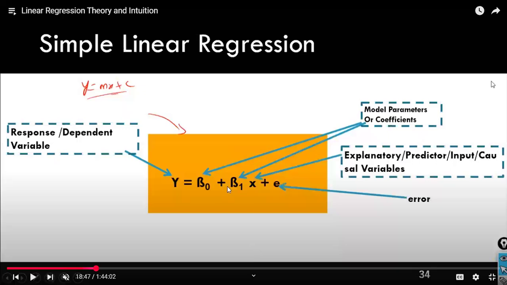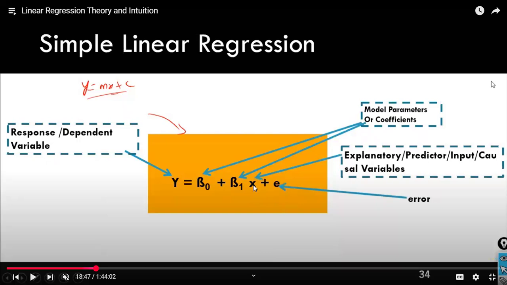These are called your coefficient, and x is your independent variable. Here, beta naught and beta 1 are called coefficients, or also the model parameters. You need to remember these terms well. And x is called your independent variable, or in some cases some people call it the input feature, the predictor, explanatory variable, or causal variable.